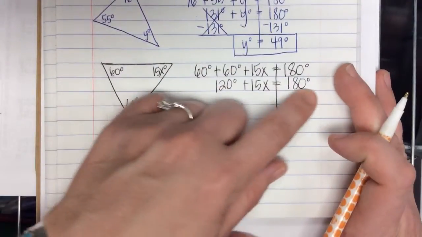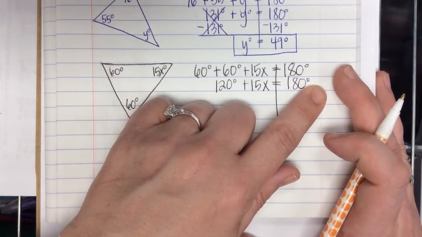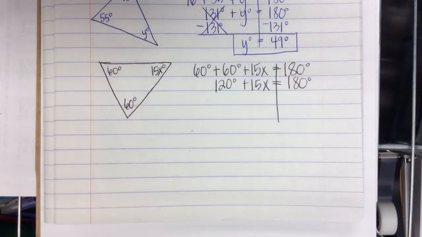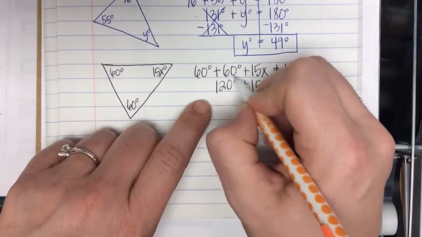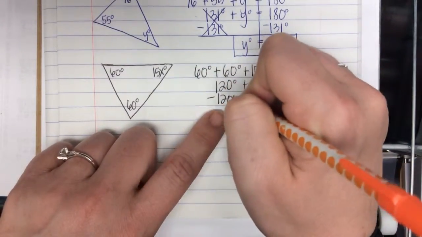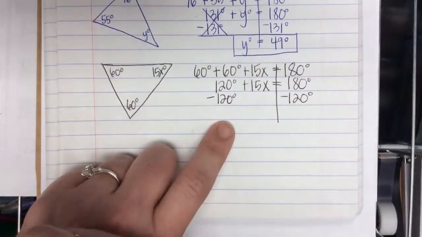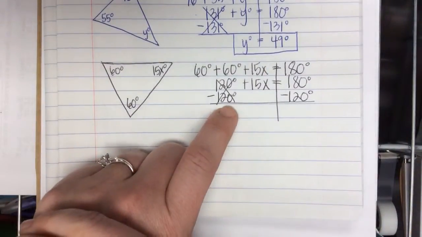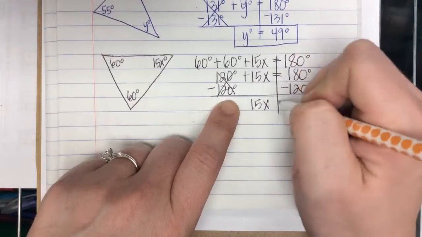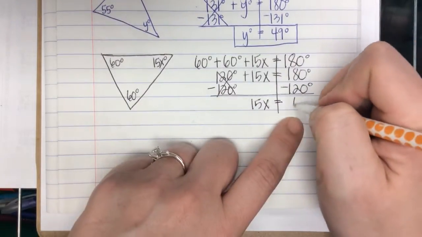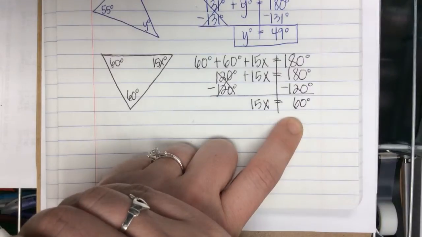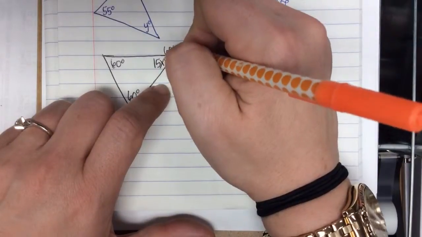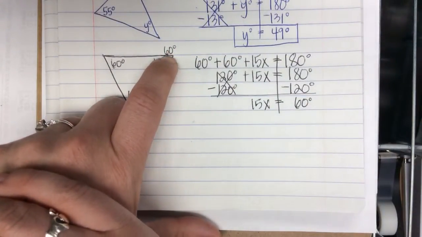Simplify. Is there anything else I can do? No. So now I have to solve. What do I do to solve? I'm going to get rid of my constant first, my number without the variable, minus 120. Those are opposites, they're inverses, so I'm left with 15x equals 60 degrees. So I know this angle right here is 60 degrees. But I'm still not done with my problem, am I?